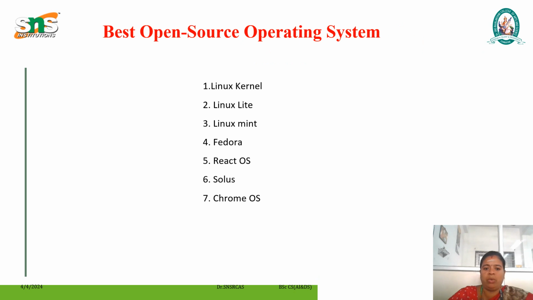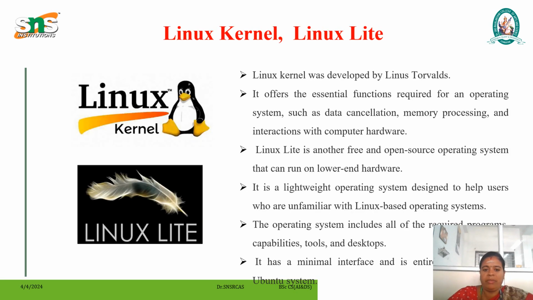Next one, best open source operating systems. Most of the open source operating systems are Linux based. Some of the best open source operating systems are as follows: Linux kernel, Linux Lite, Linux Mint, Fedora, ReactOS, Solus and Chrome OS. The first examples are Linux kernel and Linux Lite.